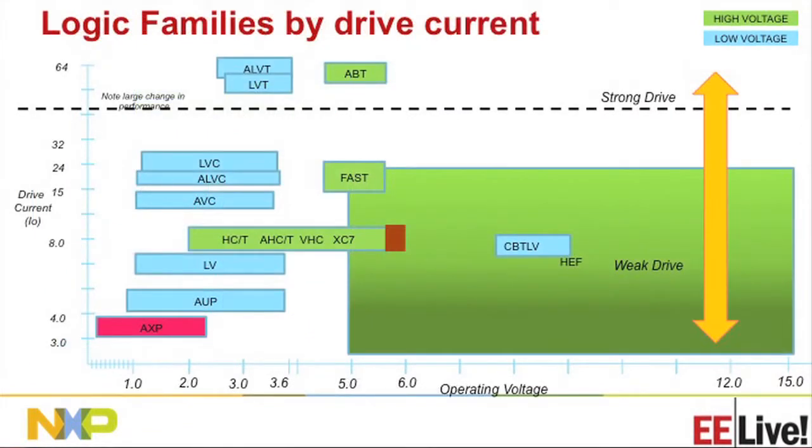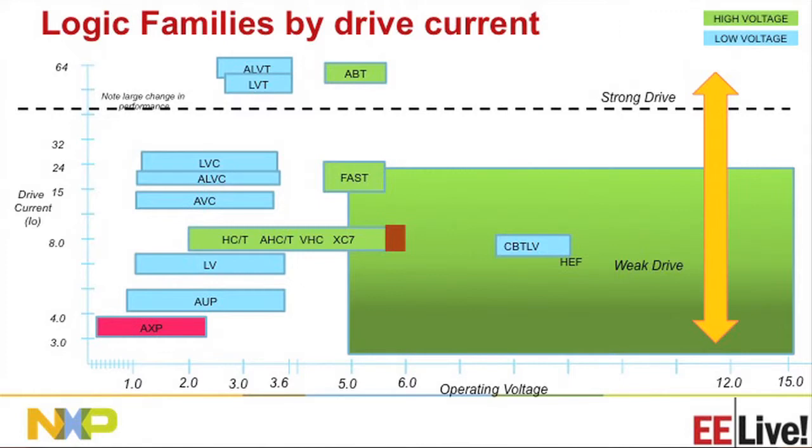Looking at the drive current, you would need different output drive currents, which is the sink and source current, depending on your application. Most of the high voltage families have the stronger output drive. For example, LVT is a BiCMOS family. You can sink or source up to 64 milliamps out of LVT. It's more suitable for switching applications like telecom switches, base stations, backplane applications.